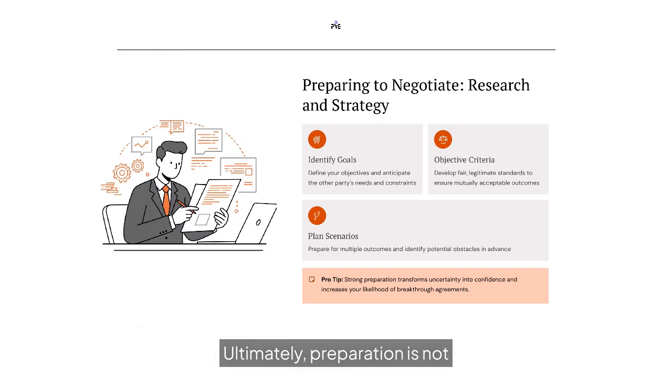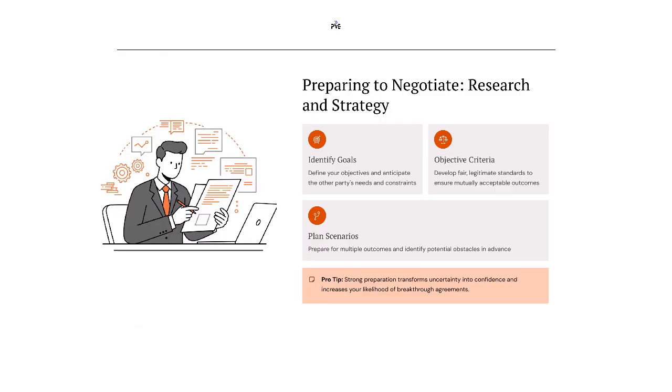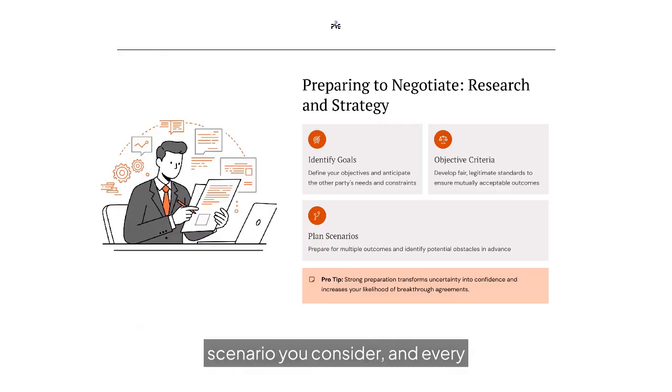Ultimately, preparation is not about rehearsing a script, but building adaptability. The more prepared you are, the more flexible and confident you become. Every piece of research, every scenario you consider, and every goal you clarify lays the foundation for negotiation success. Preparation doesn't just increase your chances of a breakthrough, it makes you the calmest, most capable person in the room.